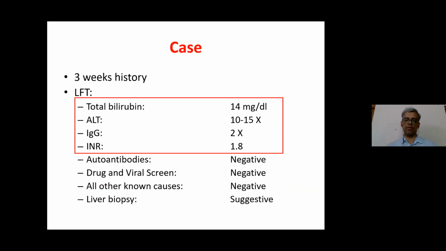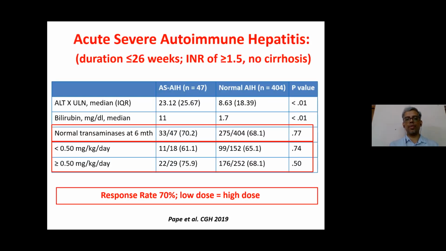INR is 1.8. You did your autoantibody screen. None came positive. Drugs and viral were all ruled out. All possible etiologies have been worked up and all serologies are negative. We went ahead and did a liver biopsy in this scenario. The liver biopsy was suggestive for autoimmune hepatitis.